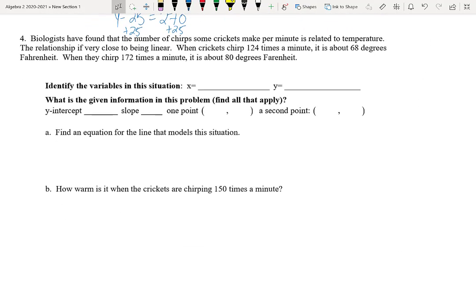number 4. Number 4 is a little bit more complicated. This one's talking about some biologists that have discovered that there's a number of chirps some crickets can make per minute and it's related to temperature.